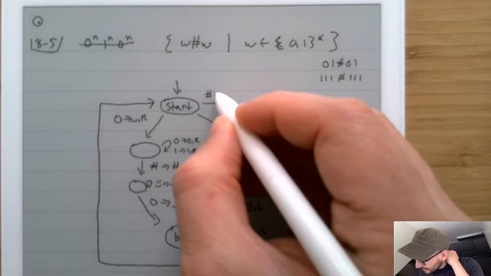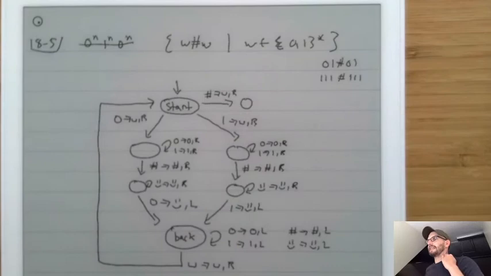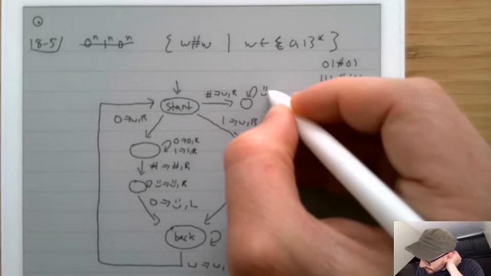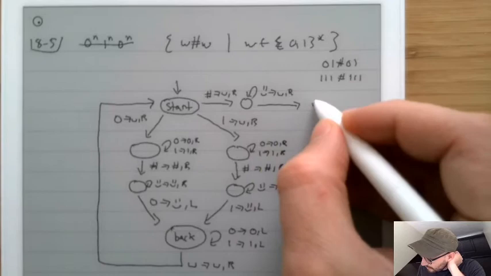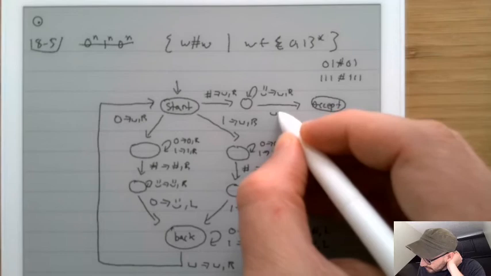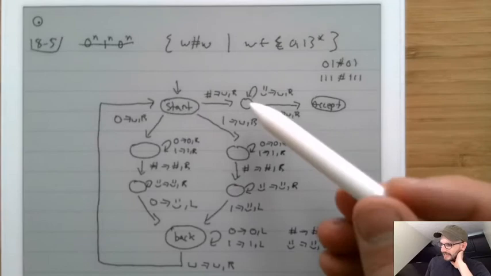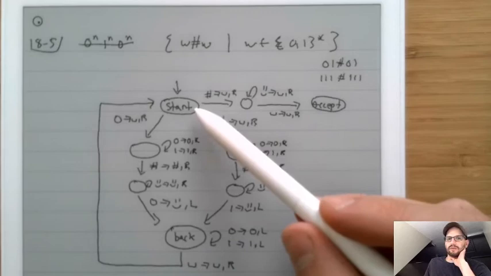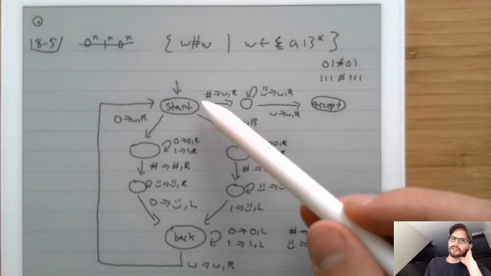And then what we expect to see is only happy faces. So if we see a happy face, we'll erase it and move to the right. And then we'll finally get to a blank, and we accept if we finally see a blank. However, if right here we see a zero or a one, then we know that there were extra characters. If we see a hash and then we go over here and there are zeros or ones, there are extra characters on the right.